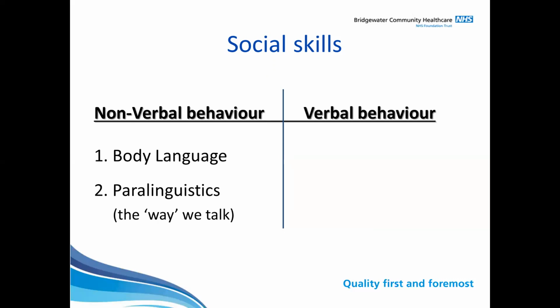So paralinguistics is concerned with how something is said rather than the words used. And verbal behaviour is the way we manage our conversations using words. For example, asking questions, knowing how to start and end a conversation, and making comments. And we're going to look at these three areas in more detail now.